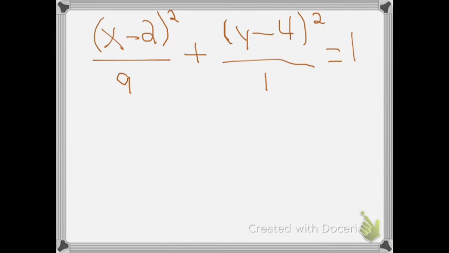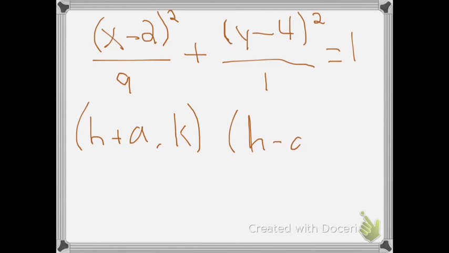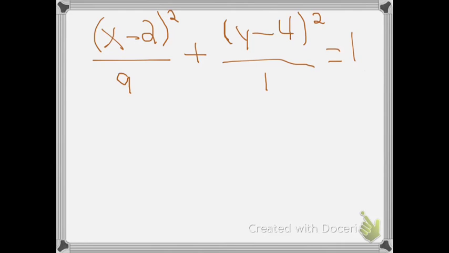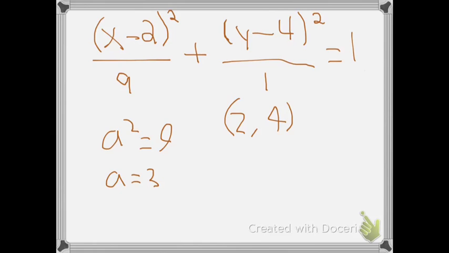So now we need to find the vertices. To find the vertices, you do (h plus a, k) and (h minus a, k). Now, we know that a squared equals 9, and the square root of 9 is 3, so a equals 3. So if our center was (2, 4), the vertices would be (5, 4) and (-1, 4). So we have solved our problem.